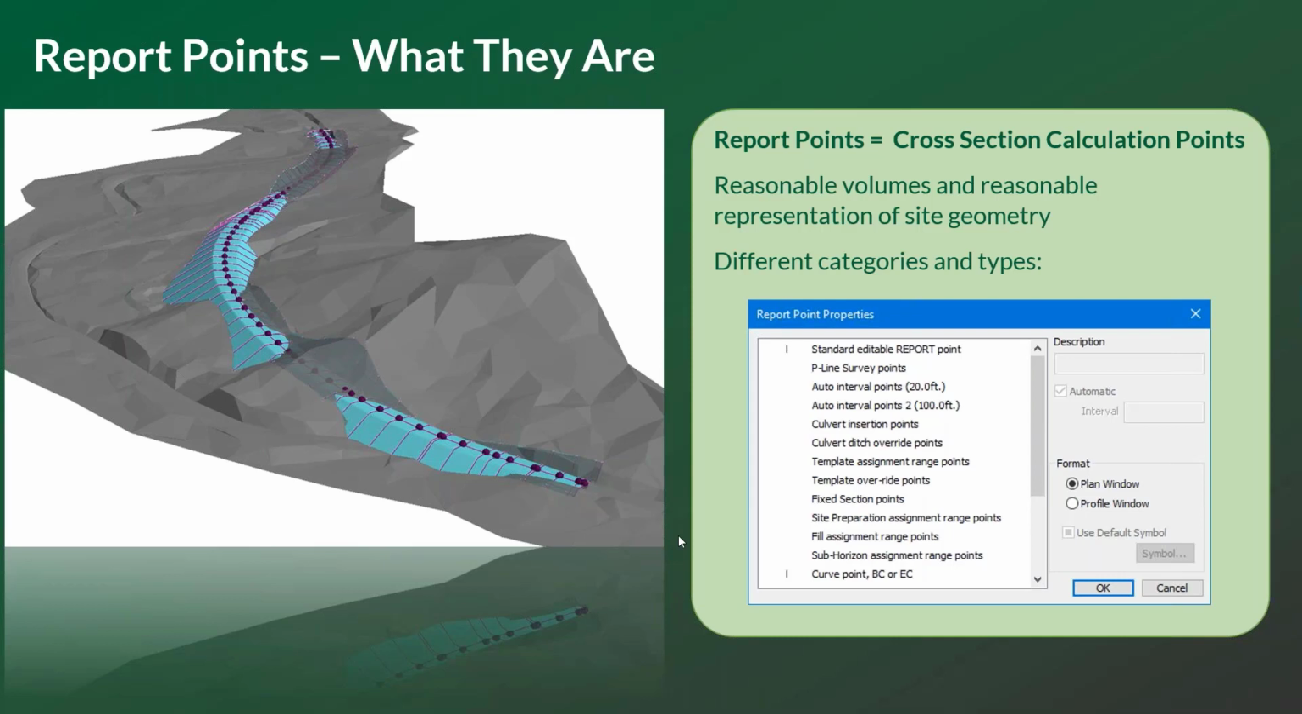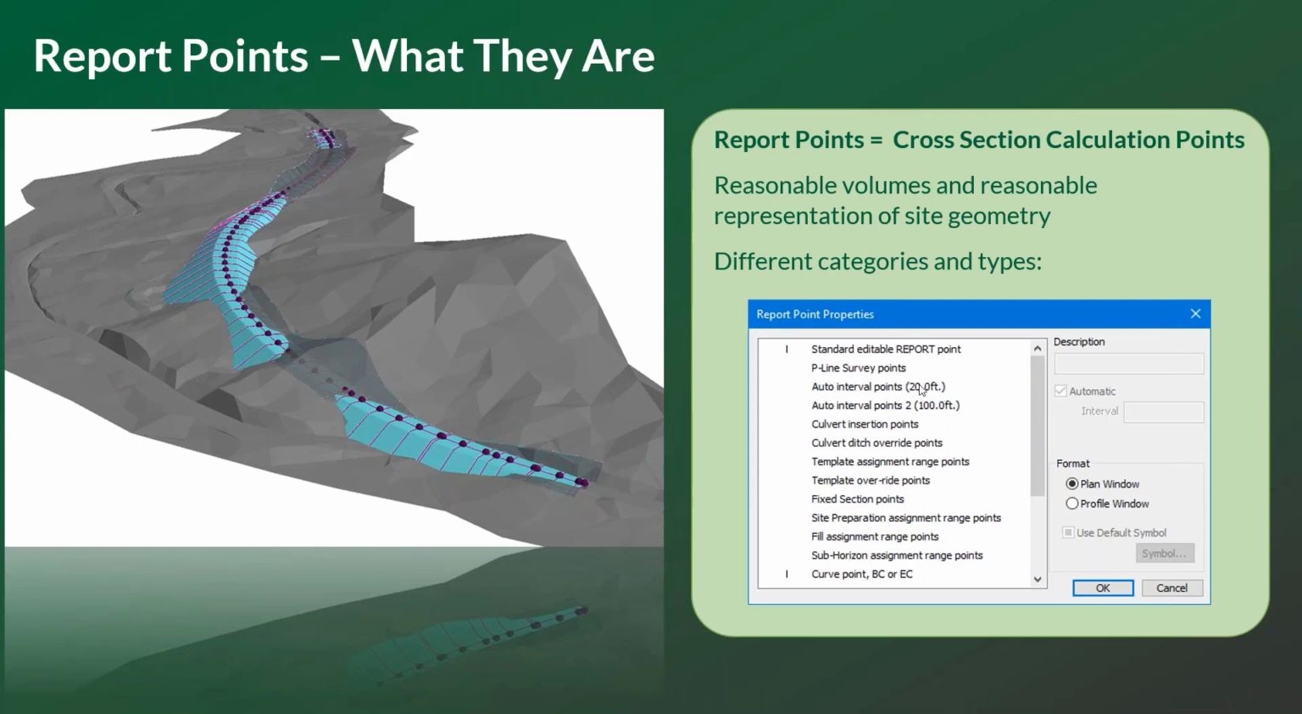The most common ones that I'll just quickly introduce here. We've got our standard editable report point. That's one that you can add yourself at any point in your design. You can right click and add it, and Matt will demonstrate that in a few moments. If you're working with a P-line traverse, there is a report point that is being brought in and calculated at every station you collect data.